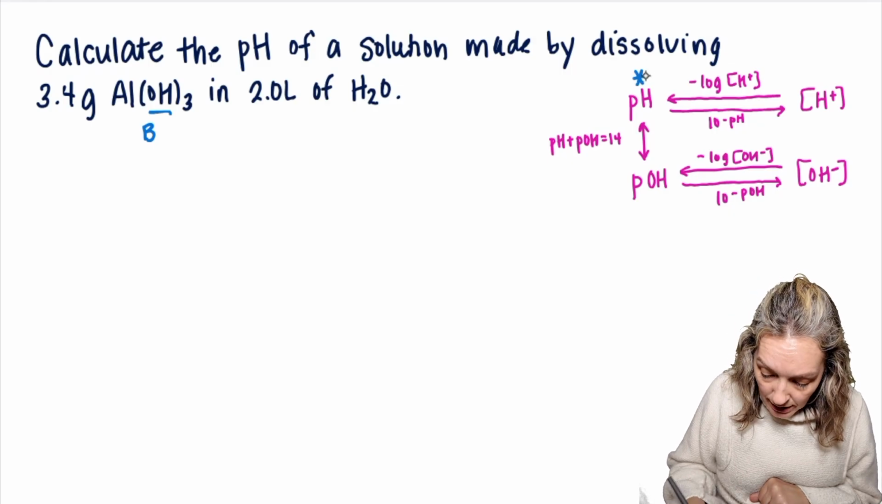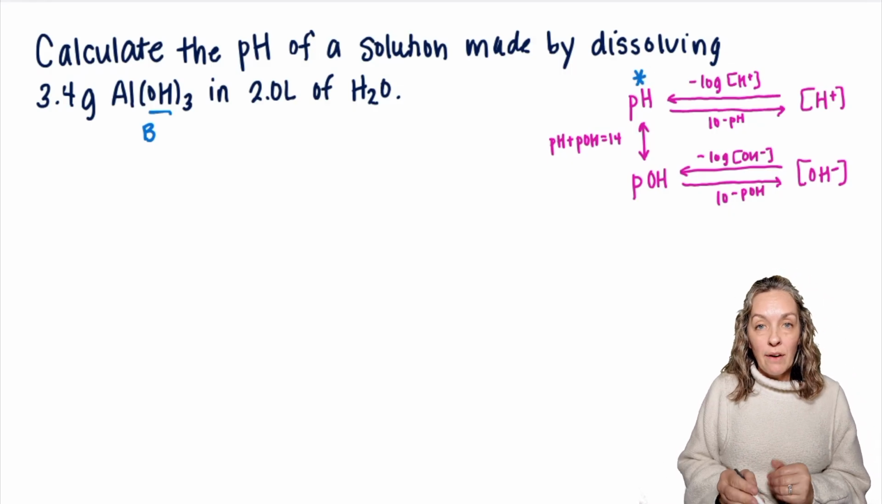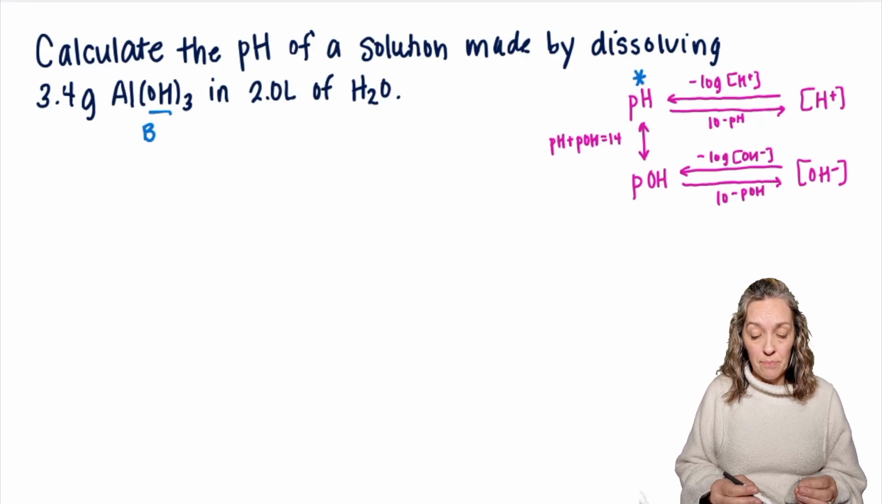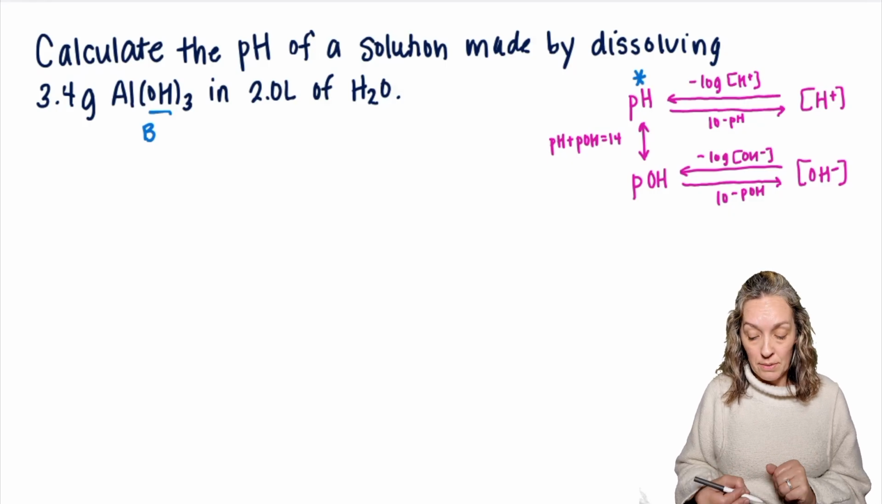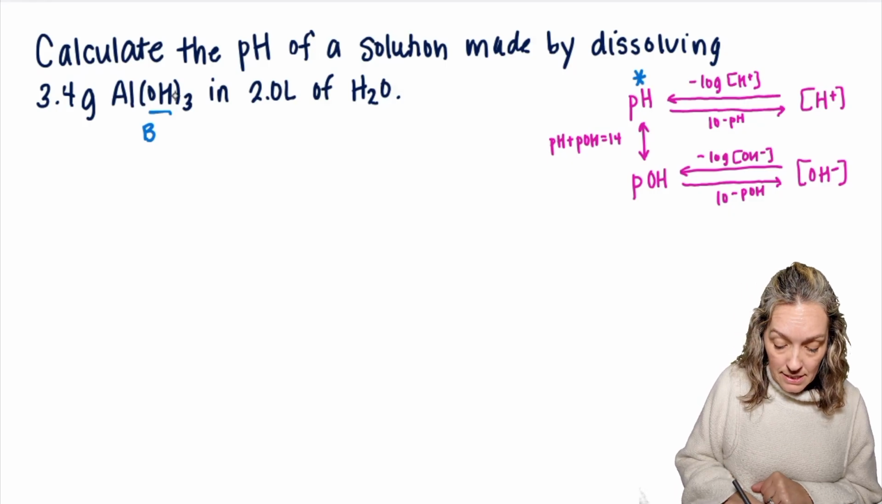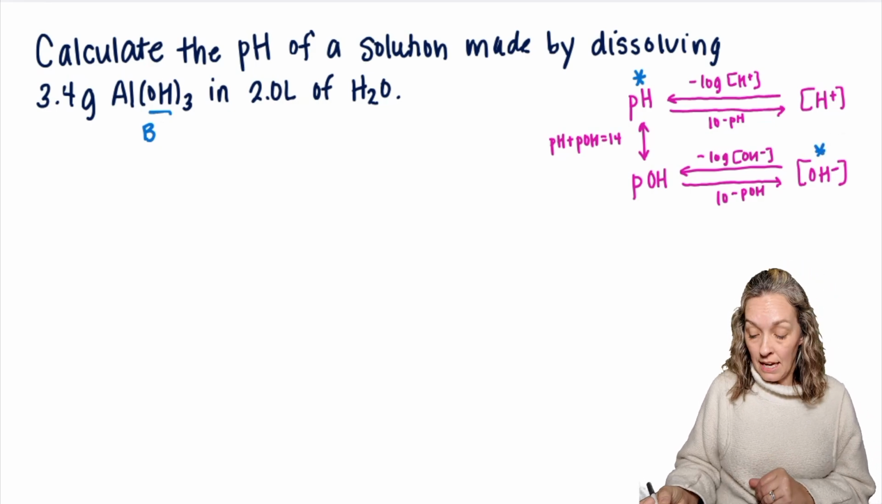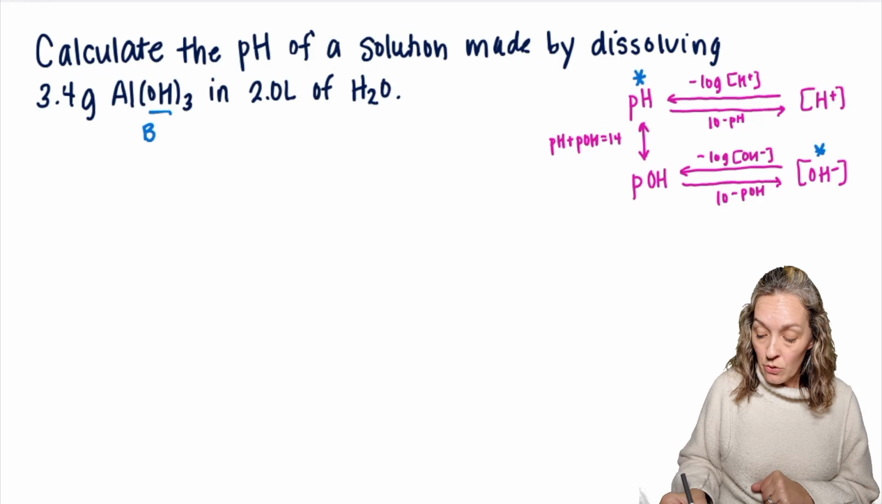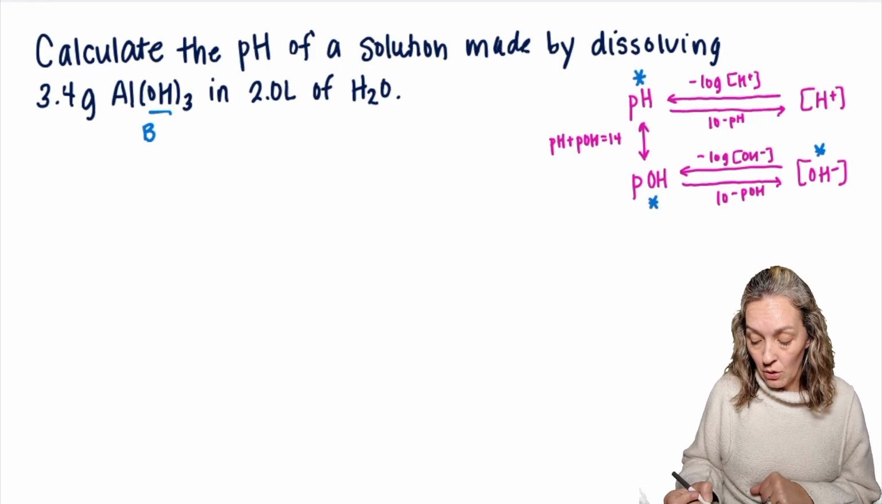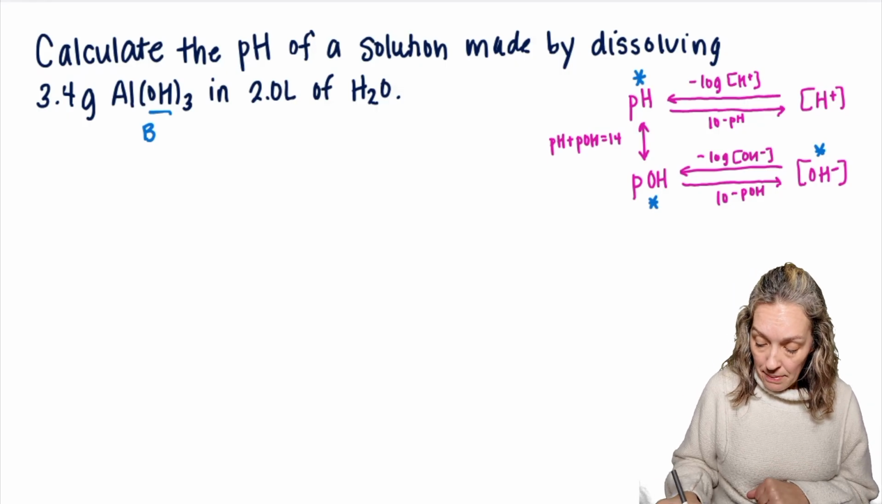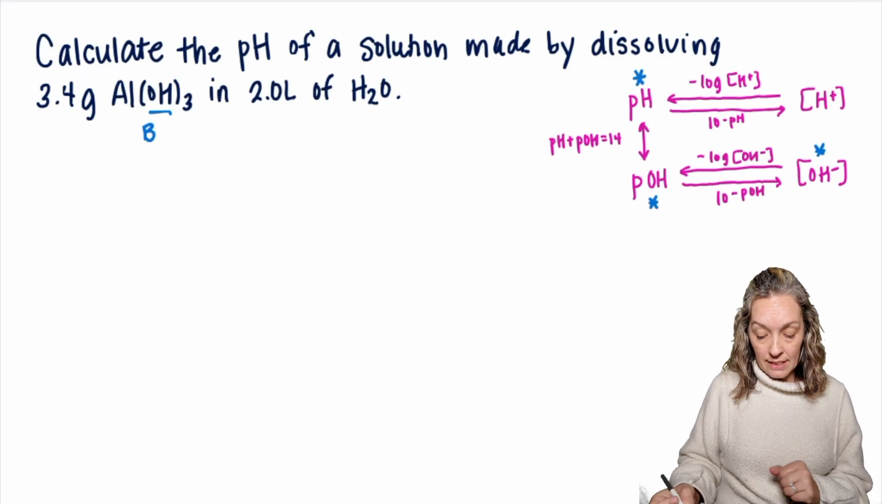So I know I need to find the pH. I don't have a molarity of either H plus or OH minus in this problem. That tells me that I'm going to have to get that molarity before I can determine the pH. Because this is a base, I know that I'm going to be dealing with OH minus ion concentrations. There's no direct connection between my molarity of OH minus and my pH, so I'm going to have to go through pOH. Let's start by getting that OH minus ion concentration.